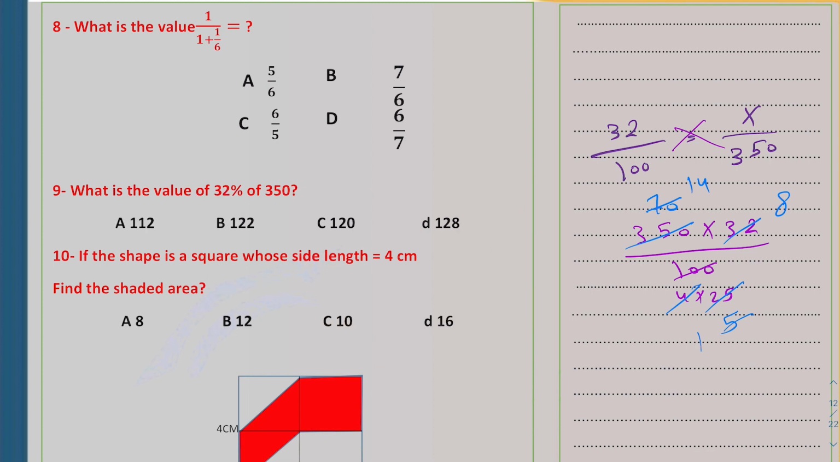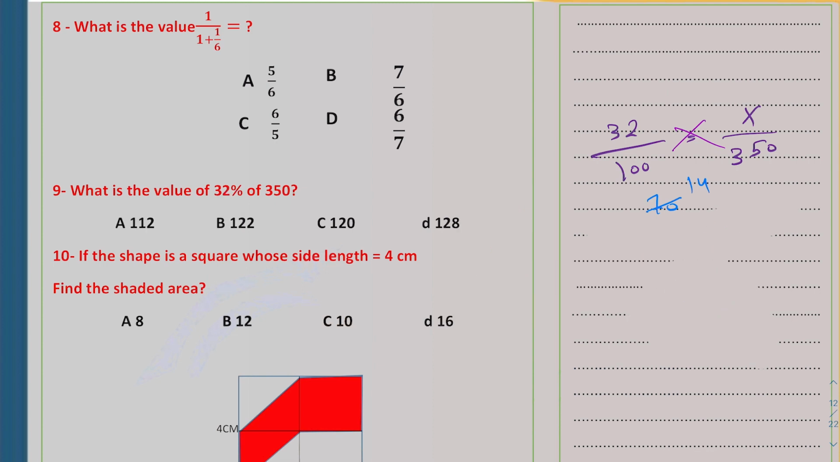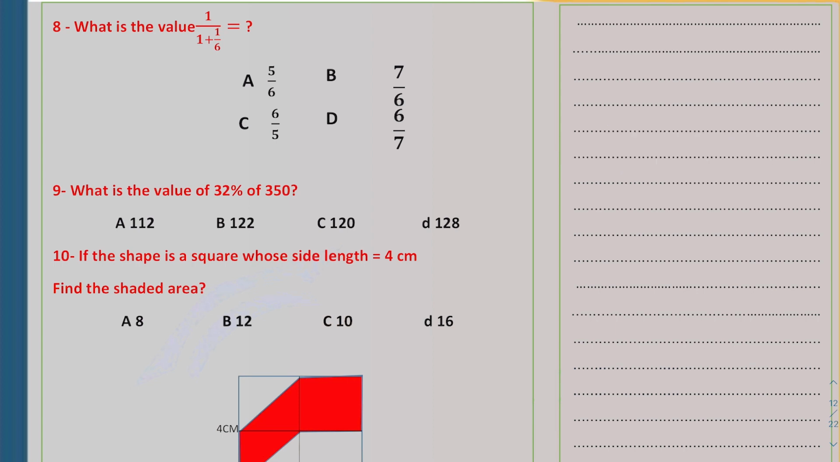Okay. Now, can I solve it in a different way by eliminating the wrong answers? Yes, you can. If you have good mental math, you can say 32% is approximately 1/3. 1/3 of 300 is 100. 1/3 of 50 is about 15. So it's 115, 116. I can choose 112, the closest one.